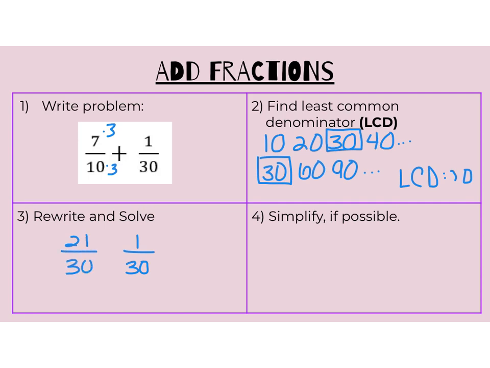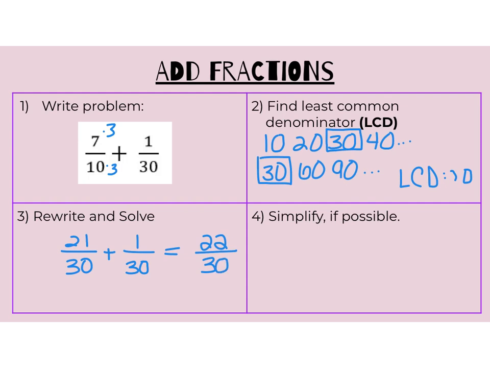21/30. 21/30 and 7/10 are equivalent. We didn't change the fraction because we multiplied it by 3 over 3, which is really just 1. So now I'm going to add those together. And you only add the numerators, and we keep the denominators.